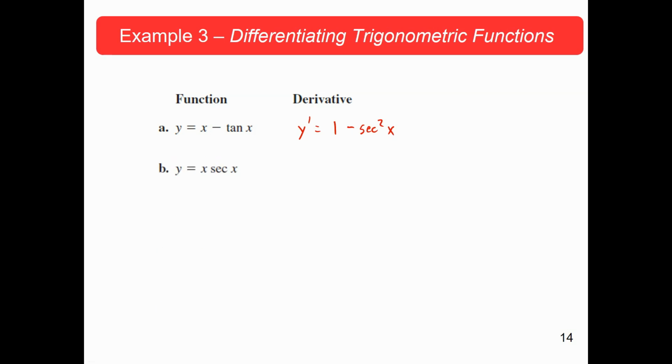Here we've got x secant x. Now this is not a sum, this is a product. So we're going to have to do the first times the derivative of the second. Derivative of secant is secant x tangent x, plus the second times the derivative of the first, which is just 1. So we get x secant x tangent x plus secant x. We can just leave it like that. You could factor a secant out, but no reason to.